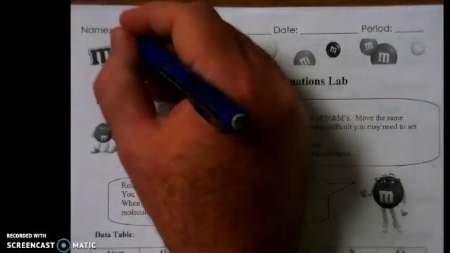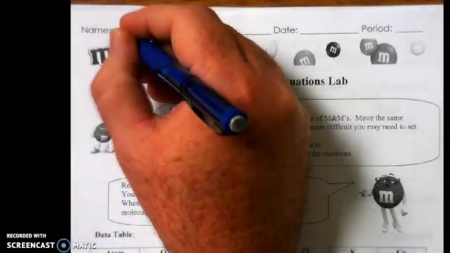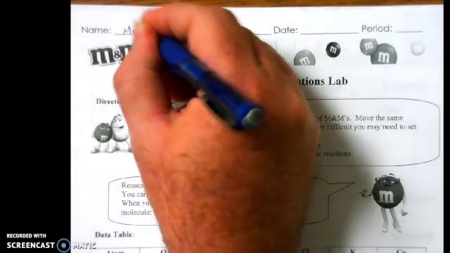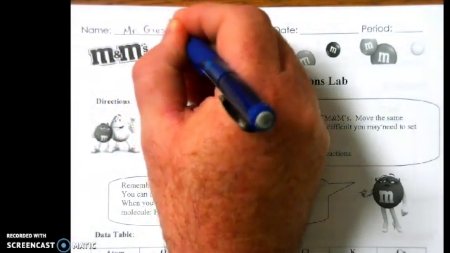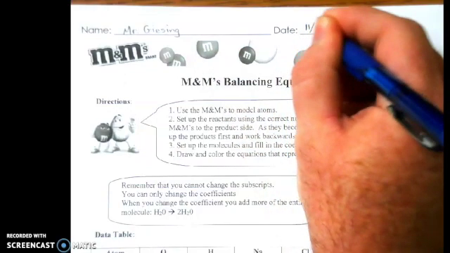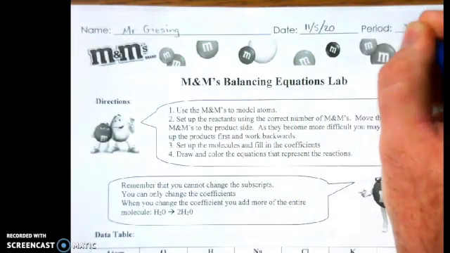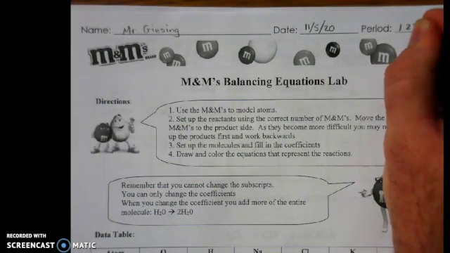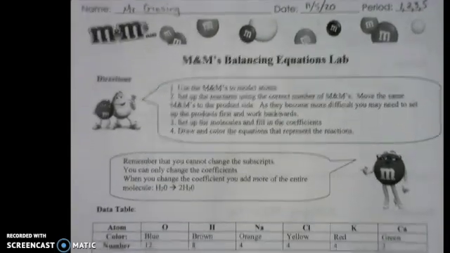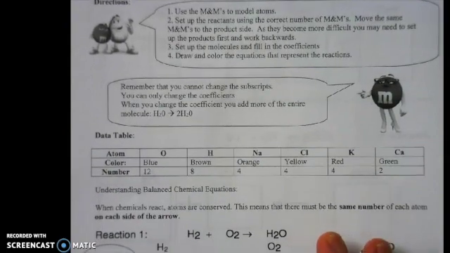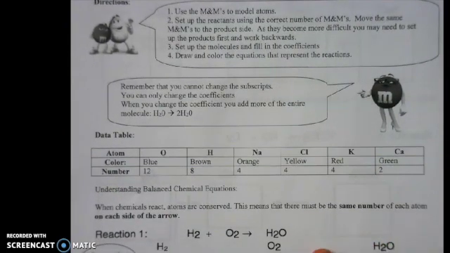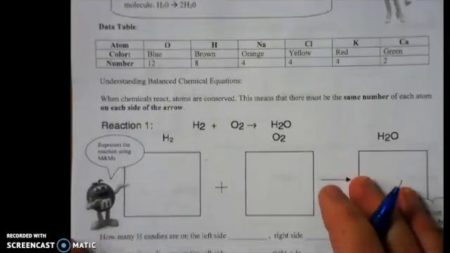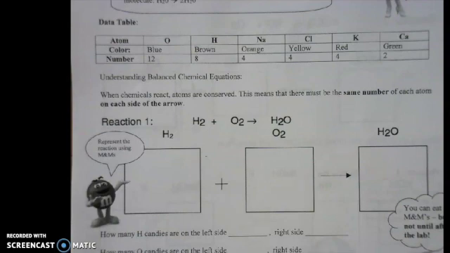Okay, so we're going to start by putting our name on our paper. Always start with that. Period 1, 2, 3, 5, whichever one is yours. Okay, so we're going to use M&Ms to model atoms, and we're going to try and balance equations with those. I'm not going to spend too much time on the instructions. We'll just get right to it.